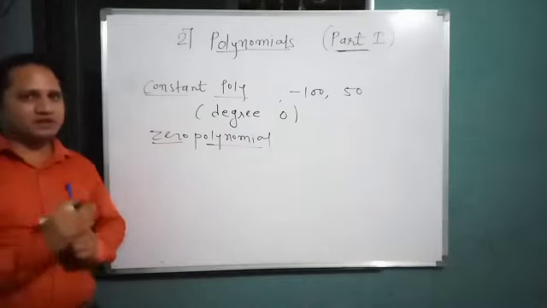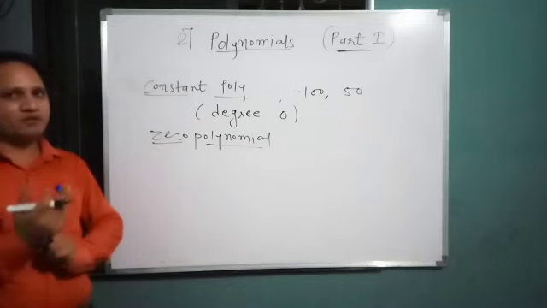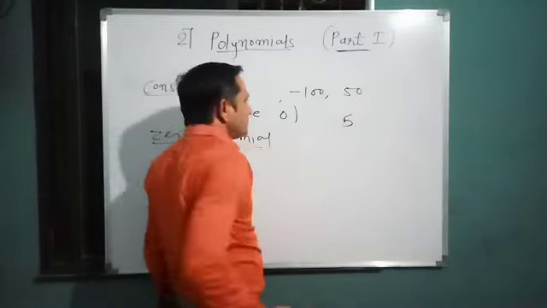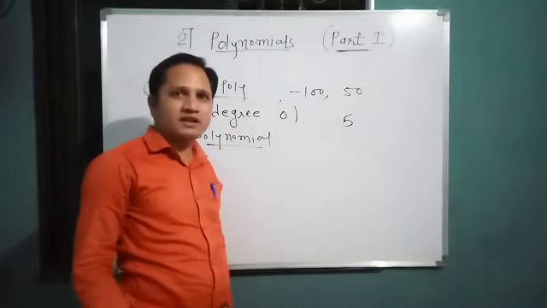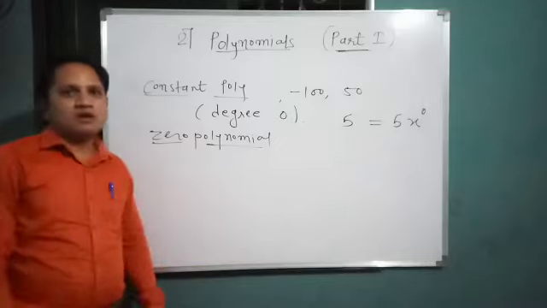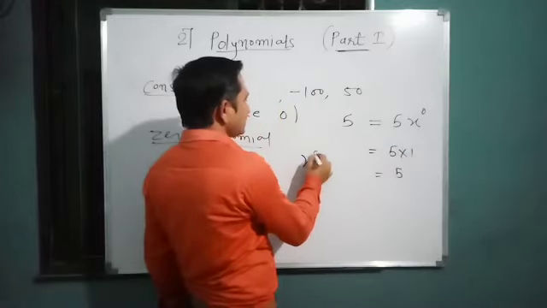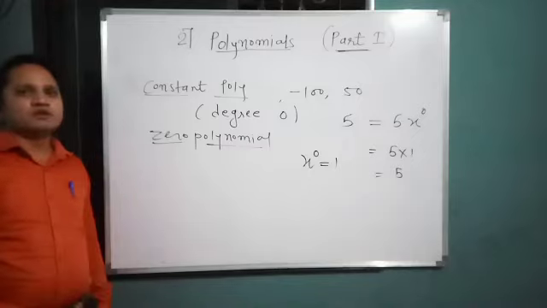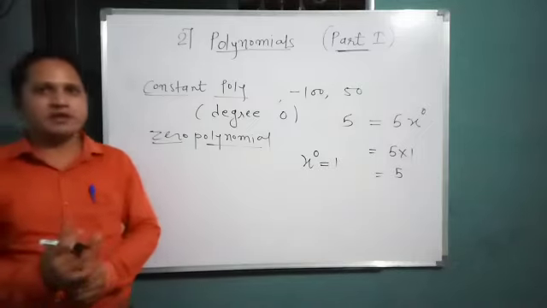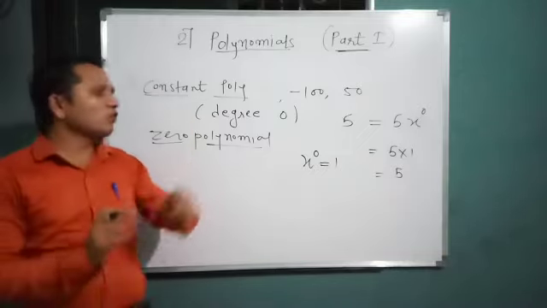We have to keep in mind that if the question asks what is the degree of a constant polynomial, then we can easily say the degree of a constant polynomial is 0. Why is this 0? For example, suppose I write 5. 5 is a constant polynomial, but in polynomial form we can write it this way: 5 into x to the power 0. And we know that x to the power 0 is equal to 1, so it is equal to 5. So in this way we can write any constant number in polynomial form by taking any variable. But the point to be noted is that the degree of that variable should be 0. That's why the degree of a constant polynomial is 0.